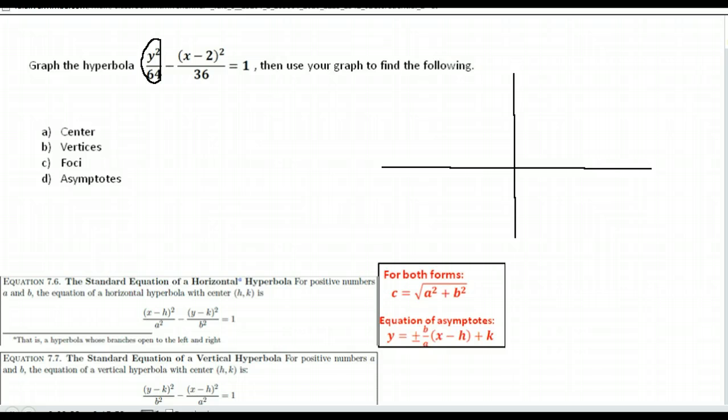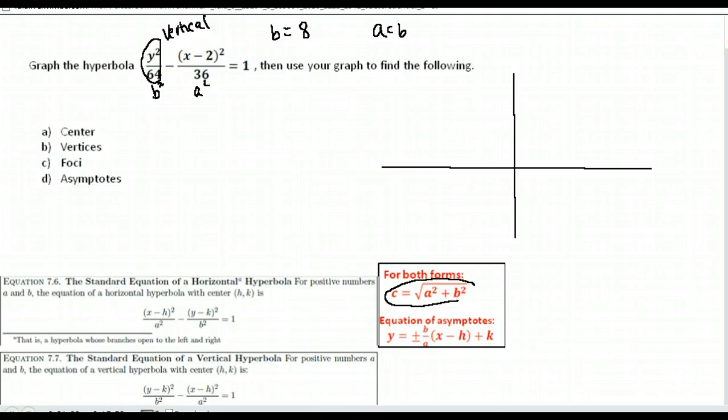Notice the y squared comes first. That tells me this is going to be a vertical hyperbola. Okay, it's going to go up and down. It also tells me that b squared goes with the y, and a squared goes with the x's. So if I take the square root of that, I know that b is the square root of 64, or 8. I know that a is the square root of 36, which is 6.